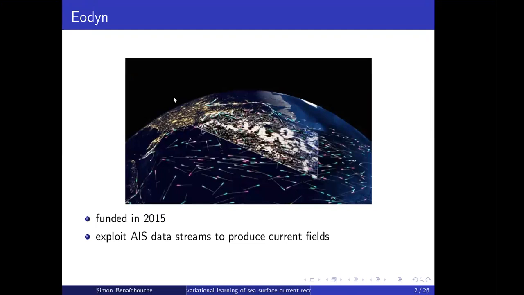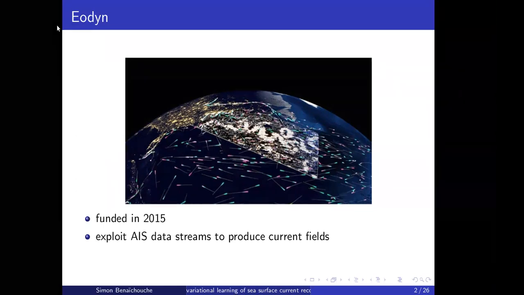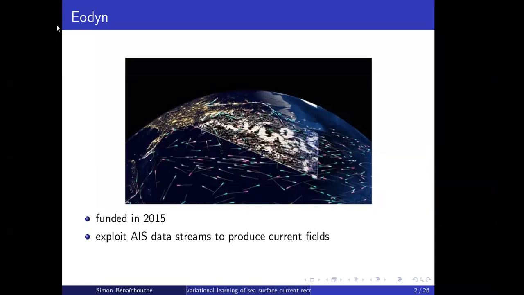This work has been realized in the context of my thesis with EODIN, which is a company near IMT. It was founded in 2015, and the goal of this company is to exploit AIS data streams to produce current fields on the surface.